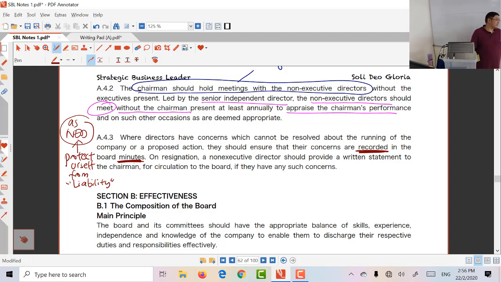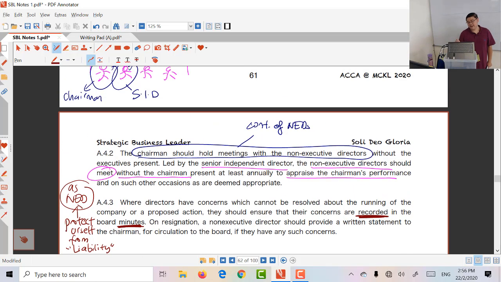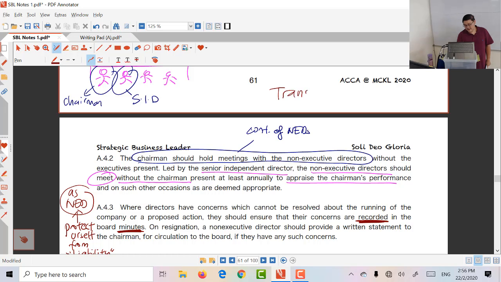There's an example. If there's any scandal, a non-executive director has been sent to jail before. The first time in Malaysia an NED was sent to jail was for a fraud that involved a company called Transmile. If you Google, you can find it. Transmile, I think it implicates one of our ministers in those days.